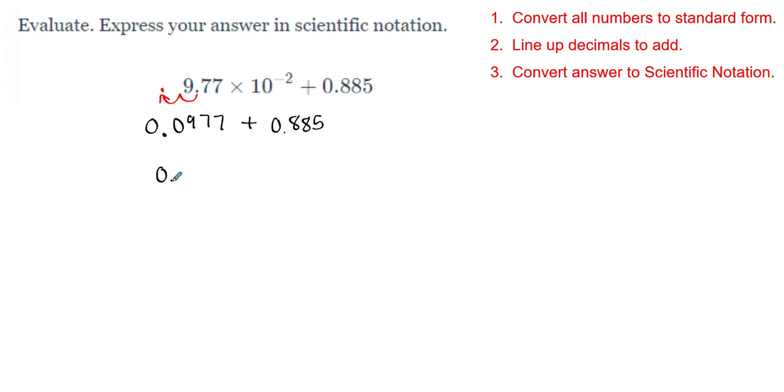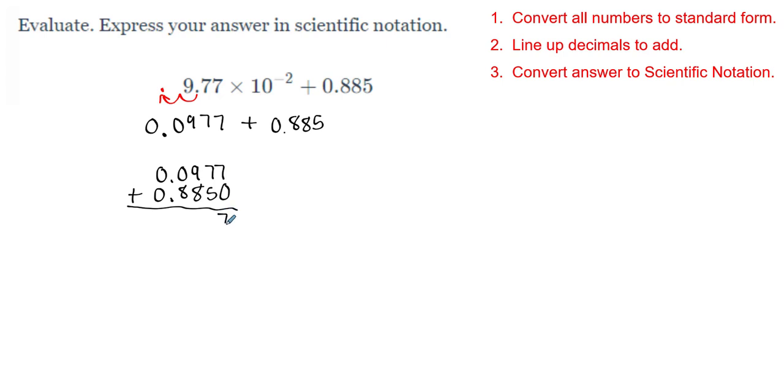So I'm going to write 0.0977. I'm going to line up the decimals together, always with add and subtract. So I've got 0, and then I have 885. I'm going to add a 0 right here. And then we're simply going to add these together.